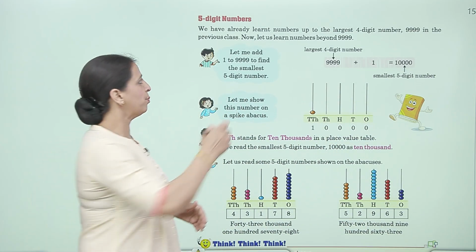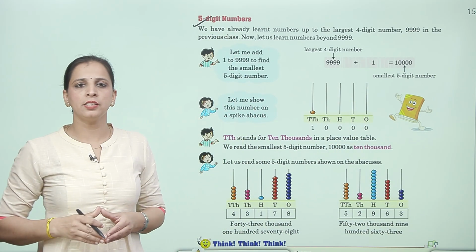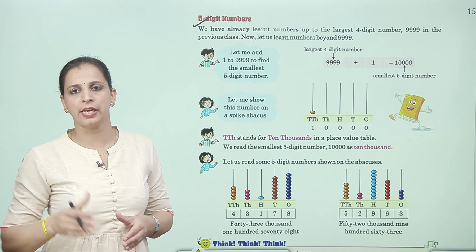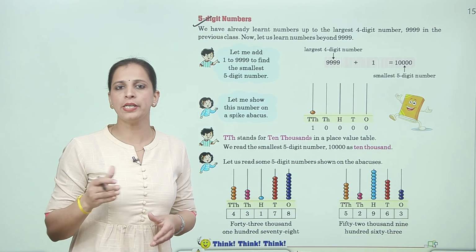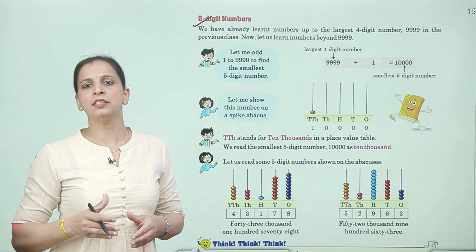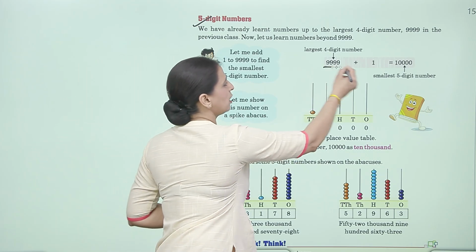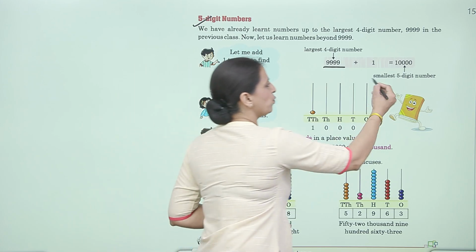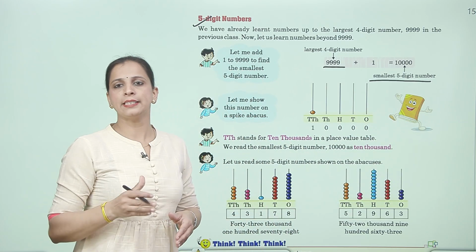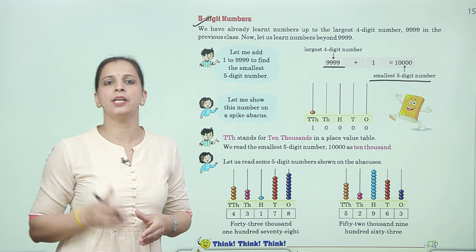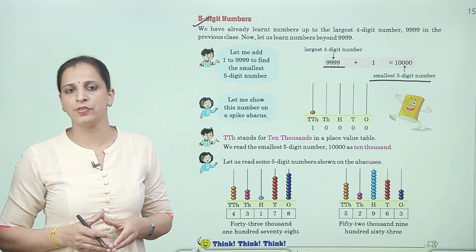Now 5-digit numbers. We have already learnt numbers up to the largest 4-digit number, that is 9999, in the previous class. Now let us learn numbers beyond 9999. Largest 4-digit number 9999 plus 1 is 10,000, that is the smallest 5-digit number. Let me add 1 to 9,999 to find the smallest 5-digit number.